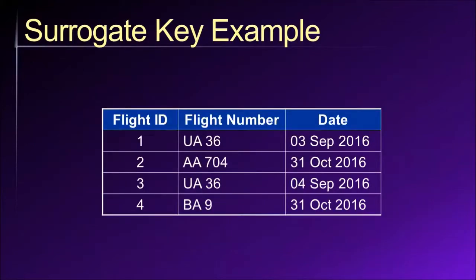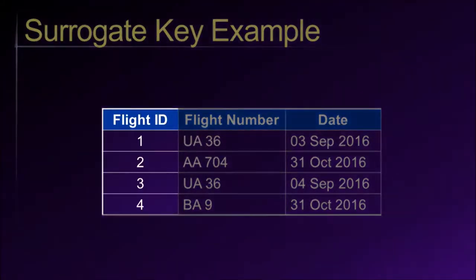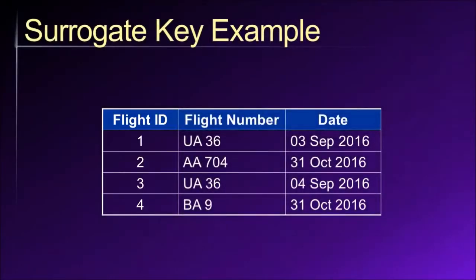Here we see our airline flight table again. We have the flight number column and the date column, and we said in a previous example that if we combine those two values together, we can get uniqueness. But in this case, we've added an additional column, which I've called flight ID, and it's just another way of ensuring that each row is unique. I can uniquely identify each row simply by knowing the flight ID.